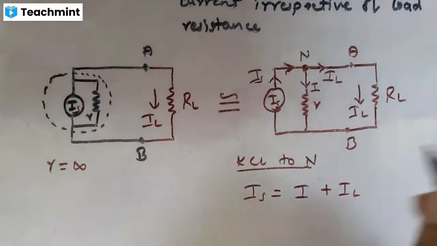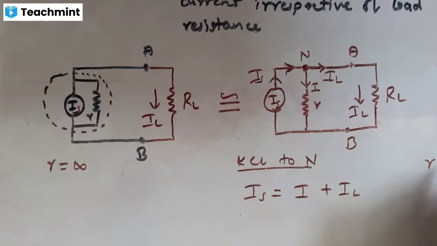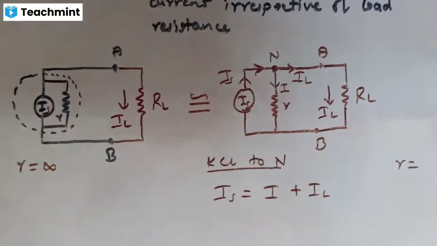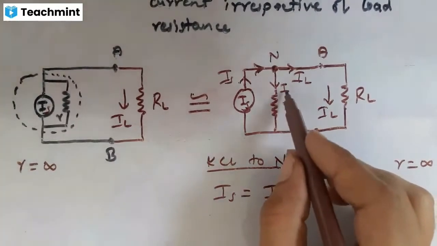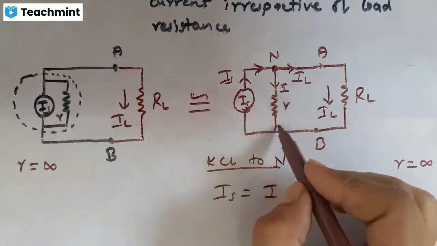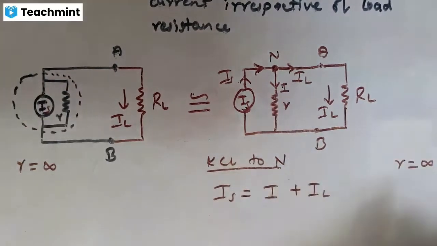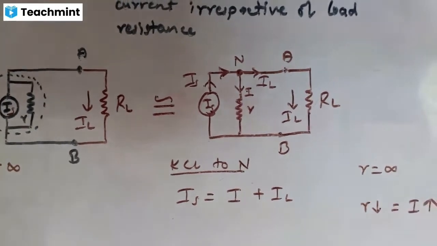If you see carefully, r is infinite for the ideal case, as I said already. If r is infinite, then no current is going to flow here. If the r value is too high, then current is not going to flow. For example, for a copper wire, r is very low, so current will flow. I will be maximum. If resistance is low, current will be more.